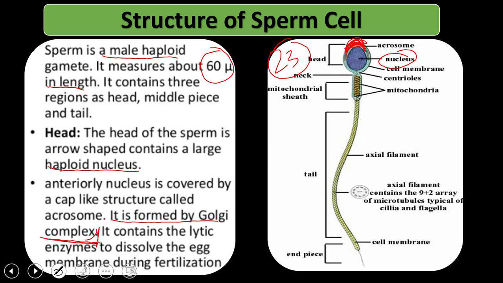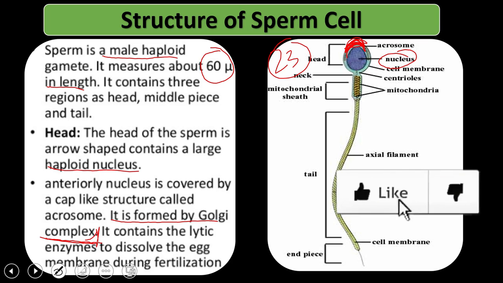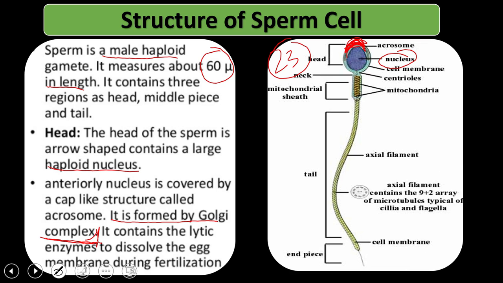So acrosome formation occurs from the Golgi complex, and it contains lytic enzymes to dissolve the egg membrane during fertilization. You have to remember the enzyme is also called sperm lysin, and it also has a high amount of hyaluronidase enzyme, which dissolves the egg membrane and eases the penetration of sperm cells. So the acrosome helps in the penetration of the sperm into the egg cell at the time of fertilization.